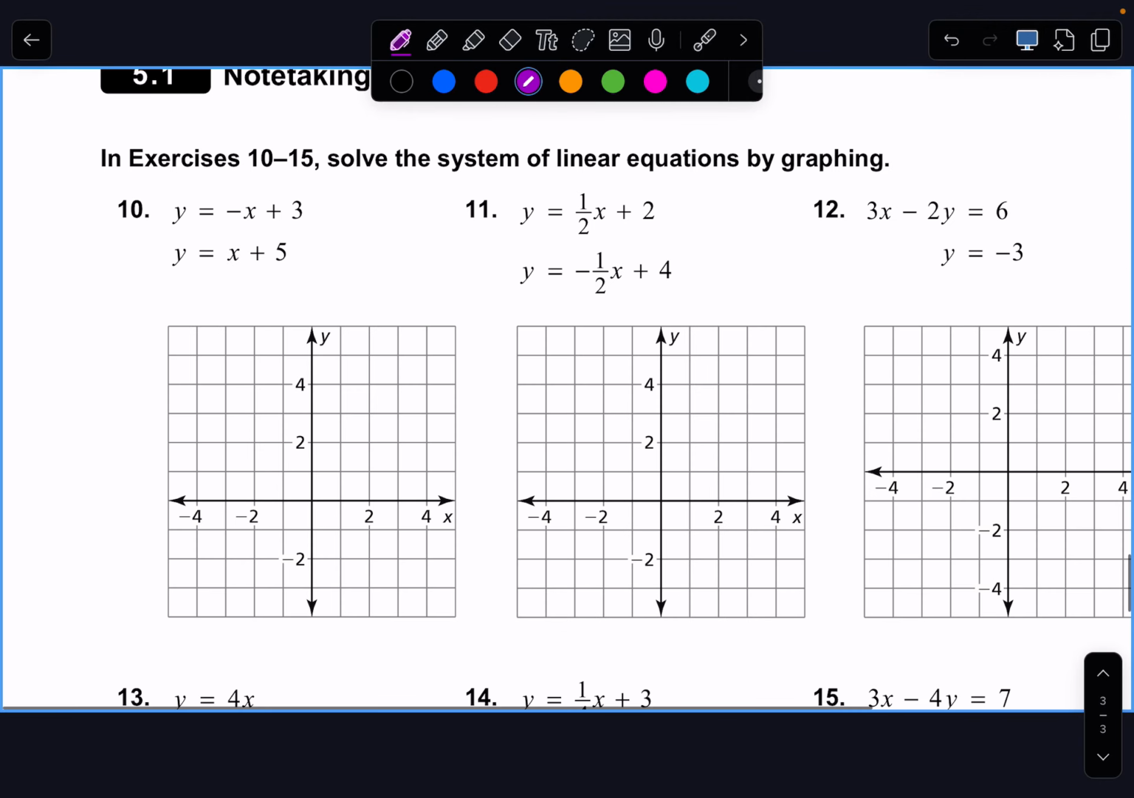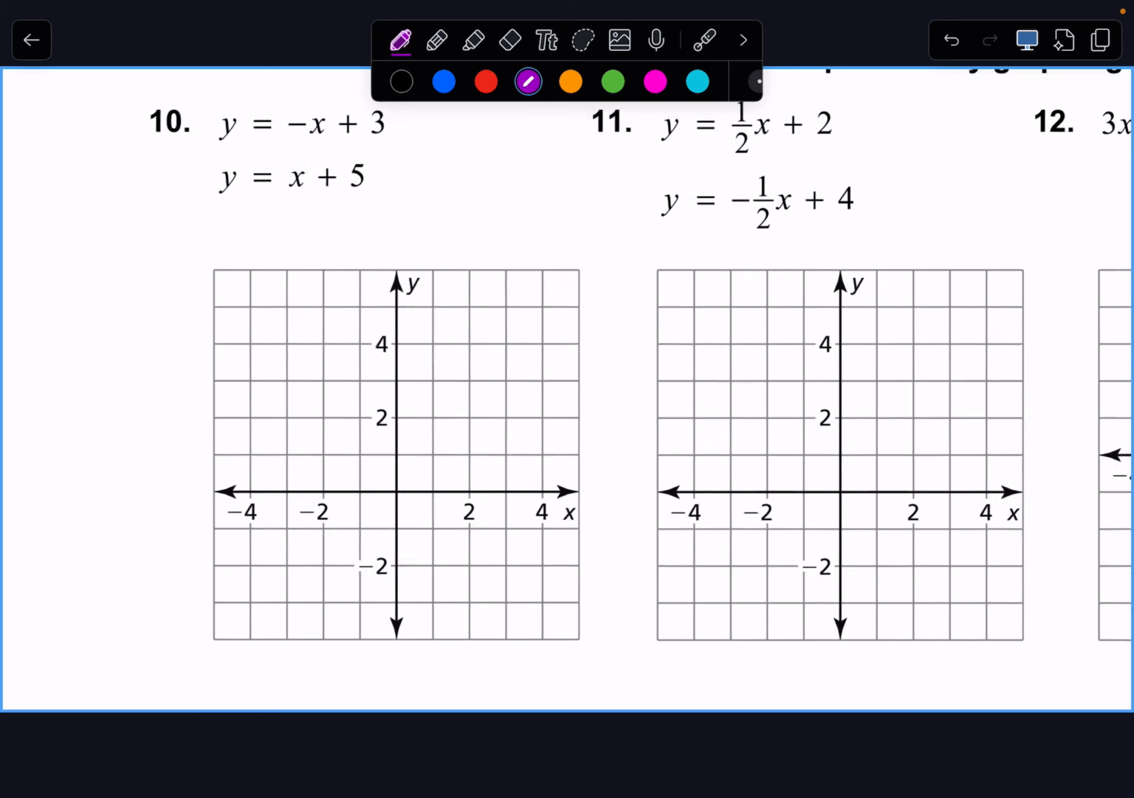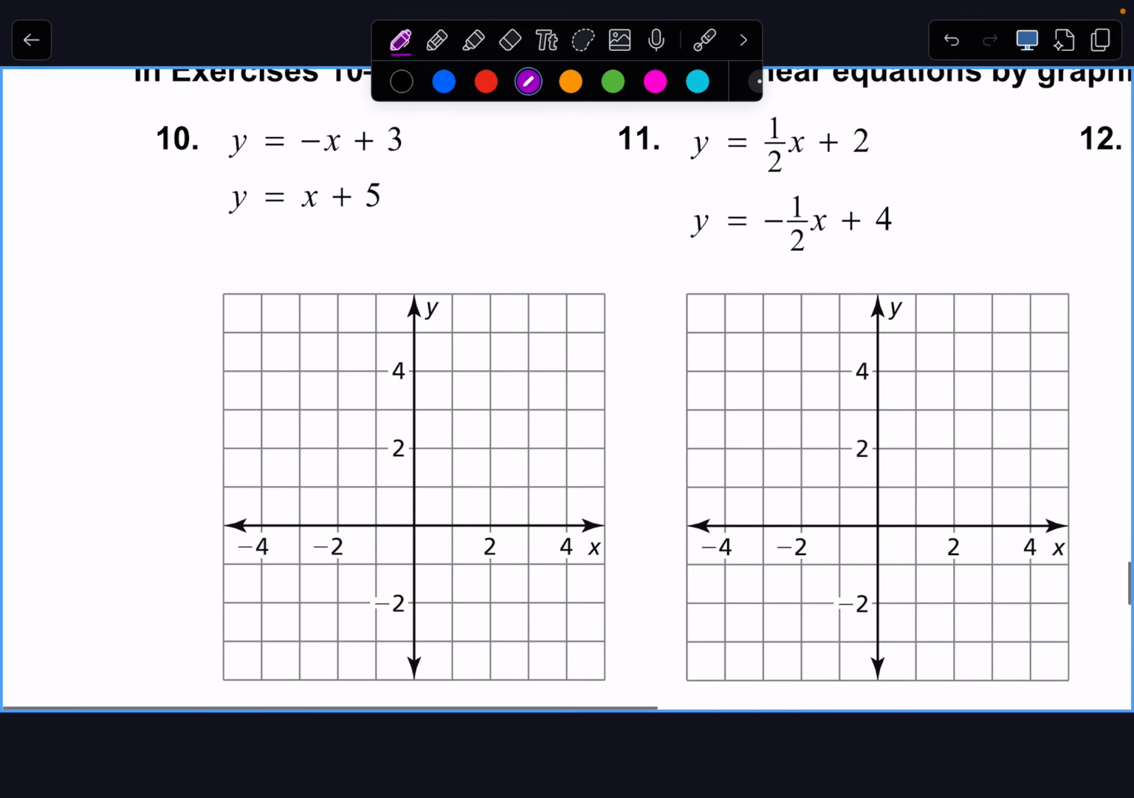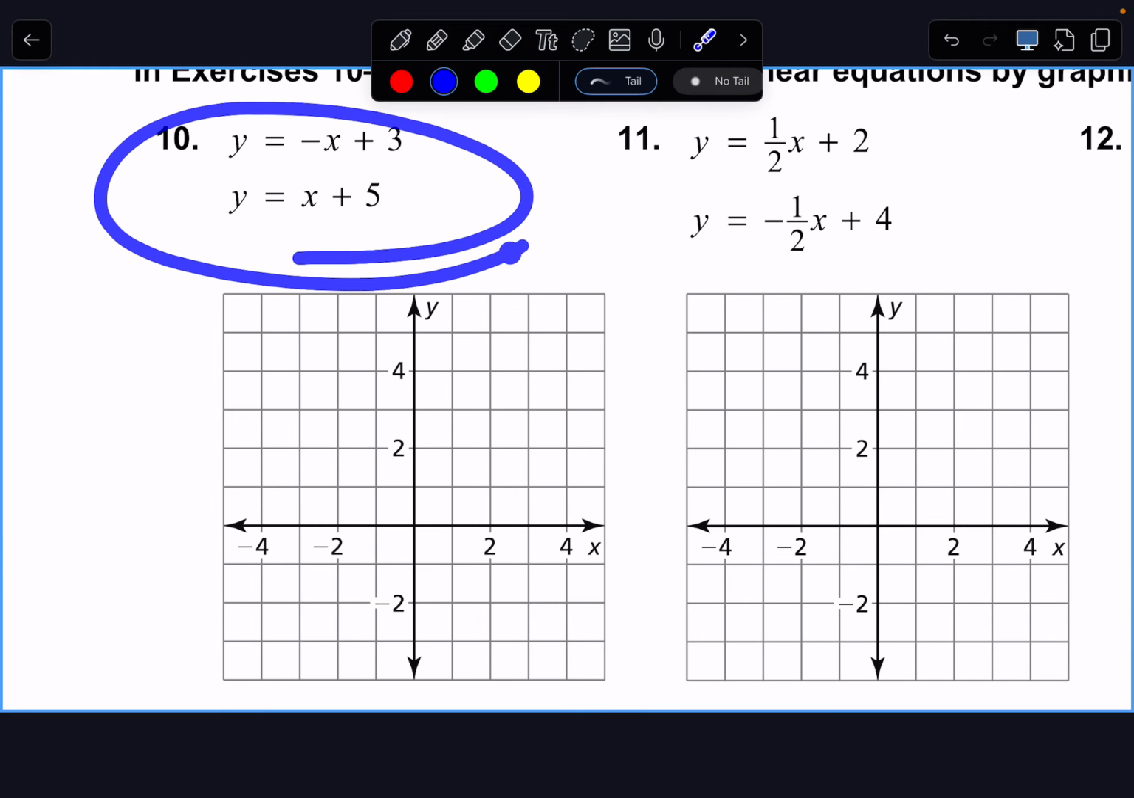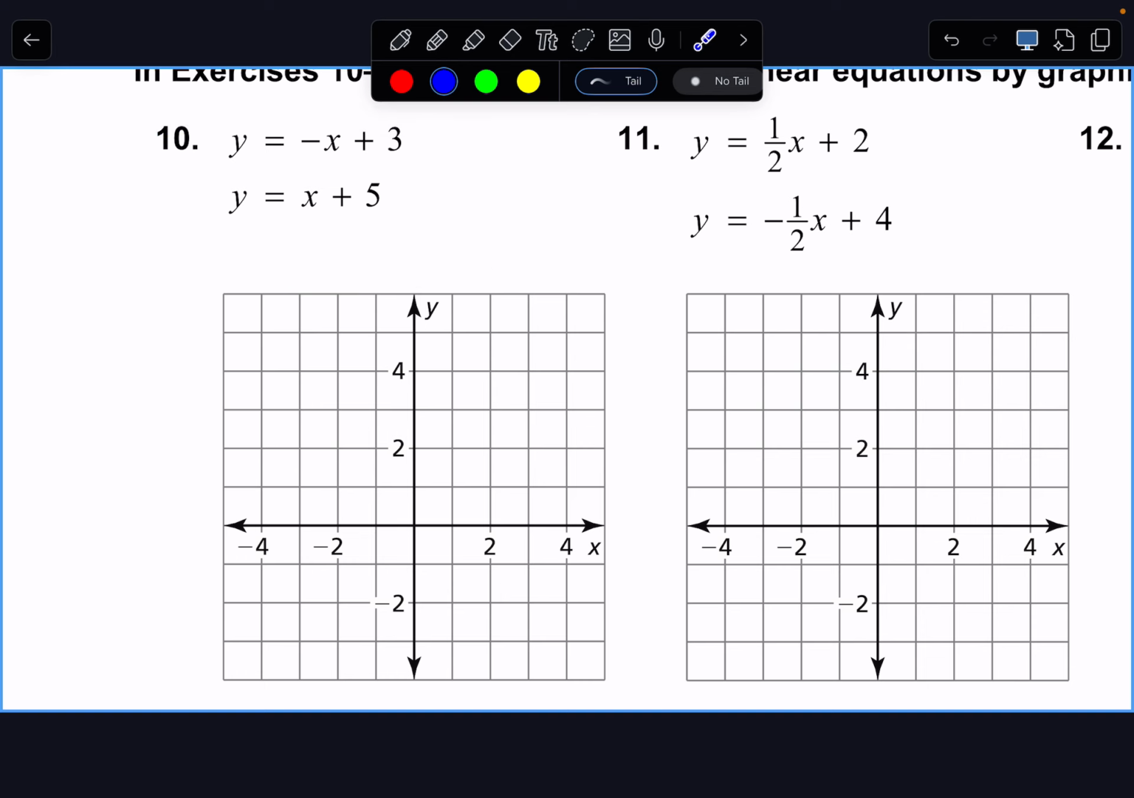Huh, some of these look familiar. Right? Number 10, raise your hand if at your group you graphed these two lines. I think it was group 1 and group 5, sorry. Okay, so let's graph these together.